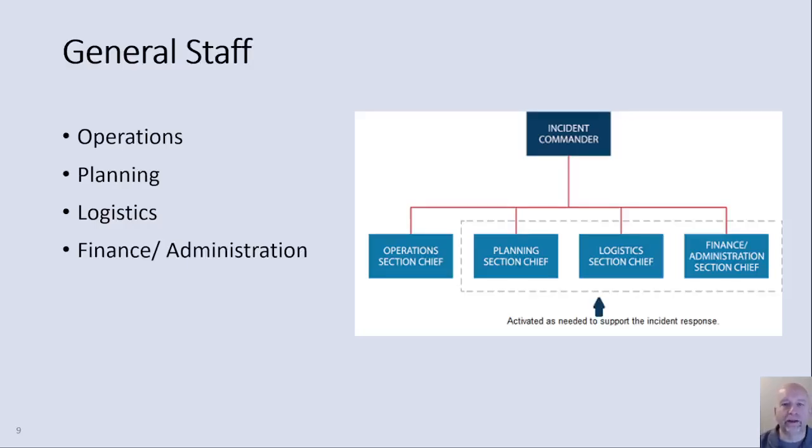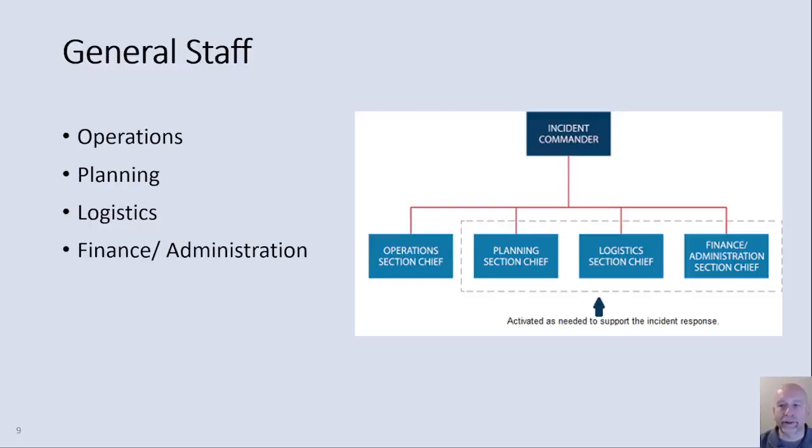The general staff includes operations, planning, logistics, and finance and administration section chiefs. So the operations chief conducts operations to reach the incident objectives. Operations is the only part of the general staff that will be established at every incident. Planning, logistics, and finance are reserved for larger incidents that may span multiple hours or days or even longer than that. Planning supports the incident action planning process by tracking resources, collecting and analyzing information, and maintaining accurate documentation.